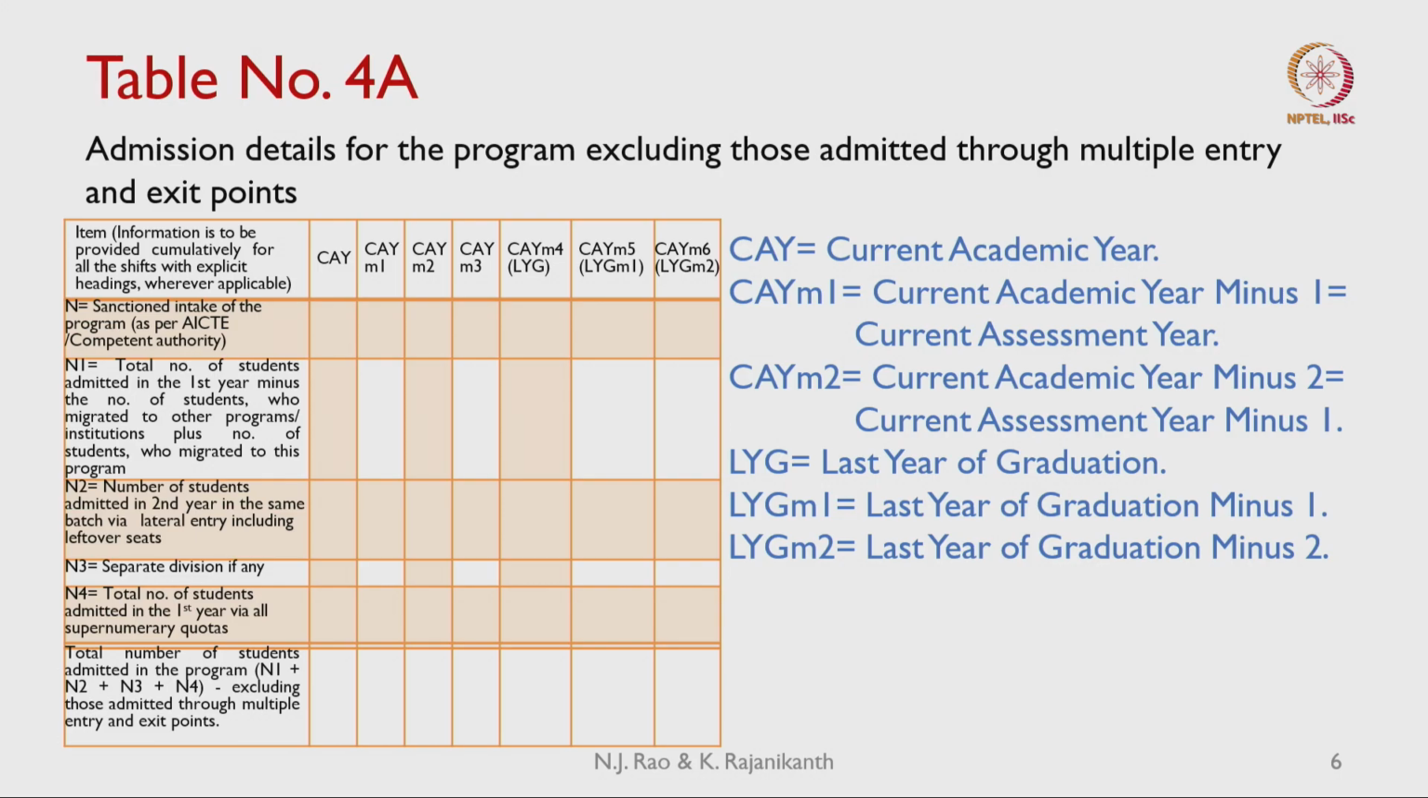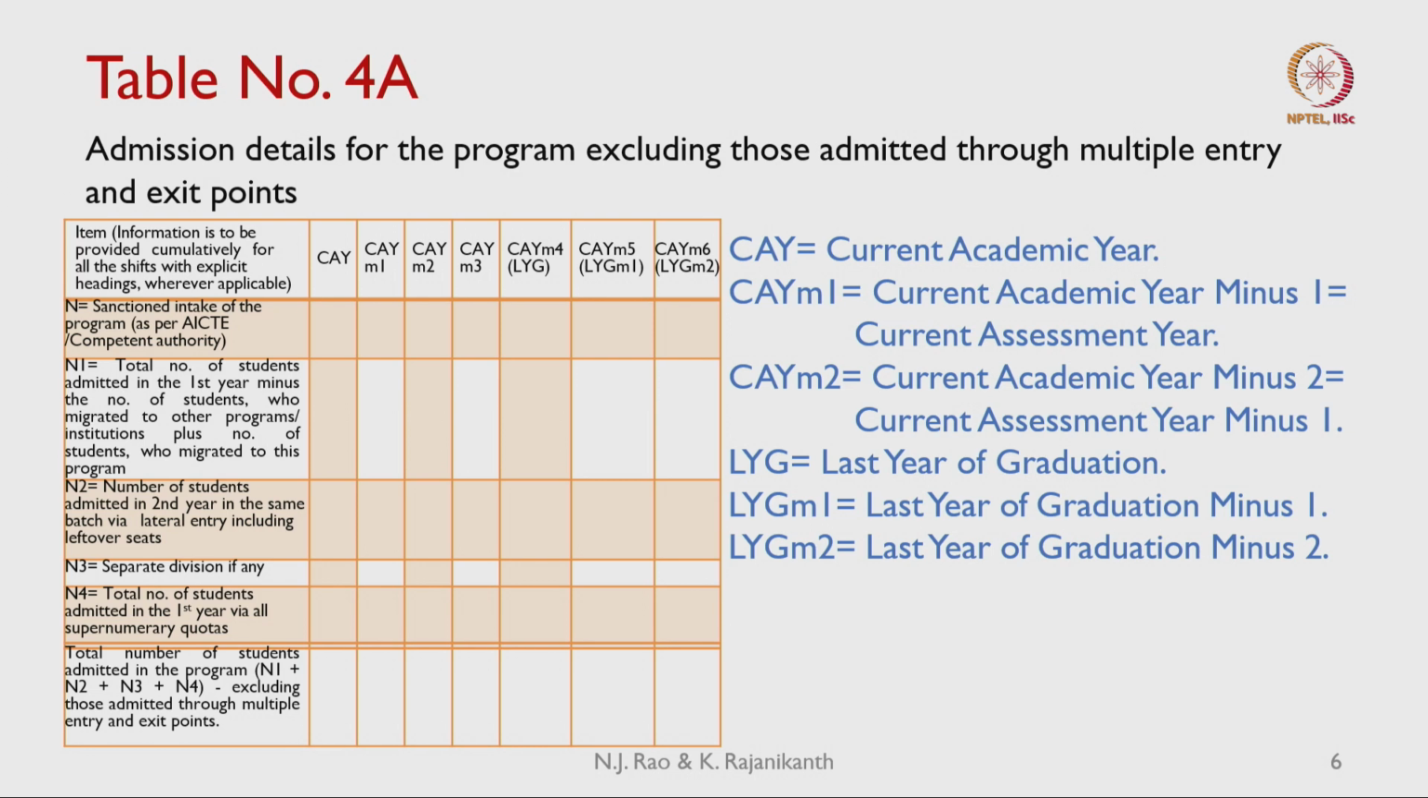If there are multiple shifts like evening shift and all from the same institute, provide all those details. In the year CAY minus 1, minus 2, minus 3, minus 4, which is nothing but the last year of graduation. Then minus 5, the year before that, and minus 6, the year before that. So, this much data the department must provide.